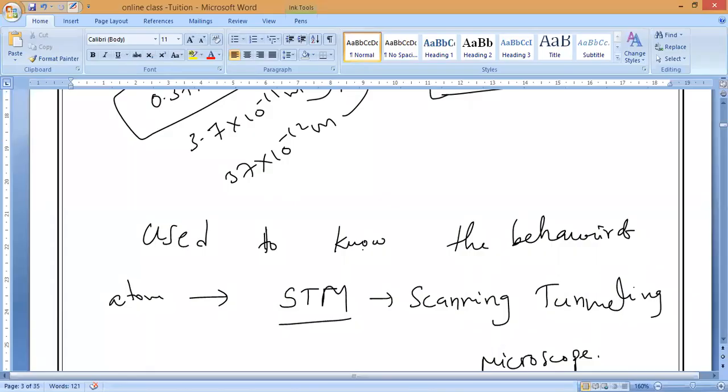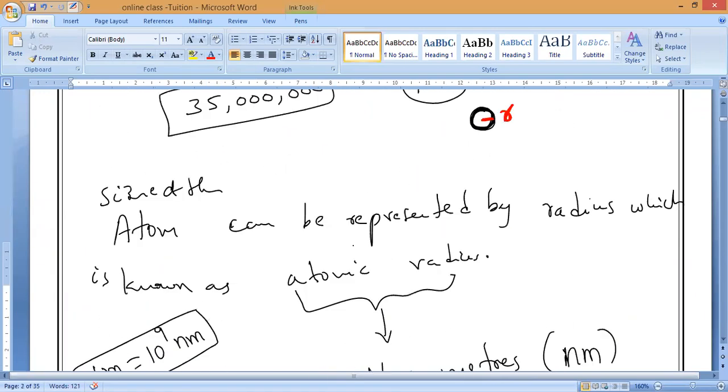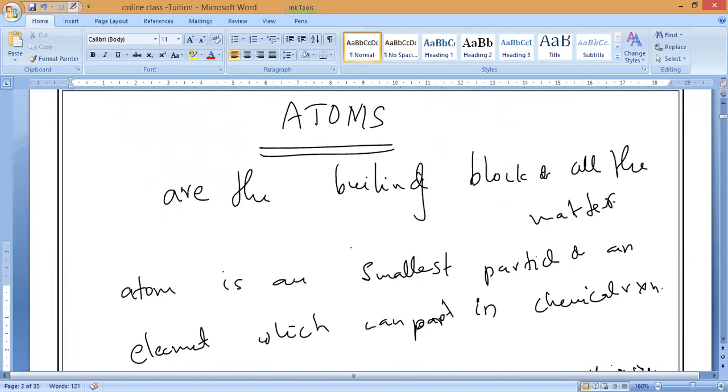Atoms, so atoms mean what? They are the building blocks of matter. What is the definition of atom? They are the building blocks of matter, and an atom is the smallest particle of an element which can take part in a chemical reaction.